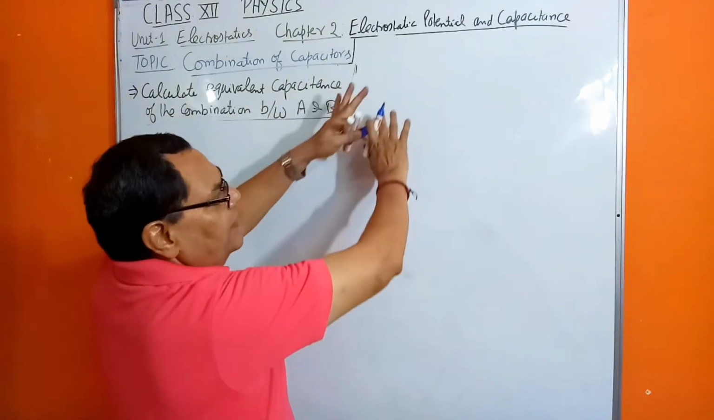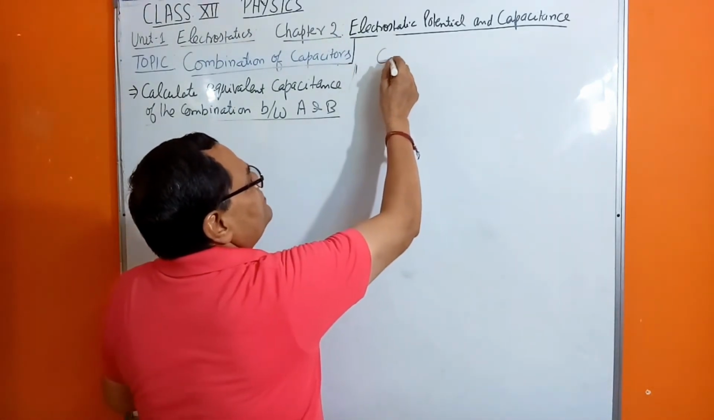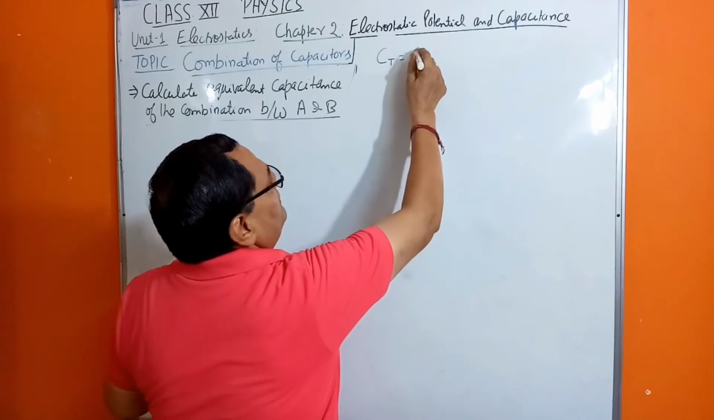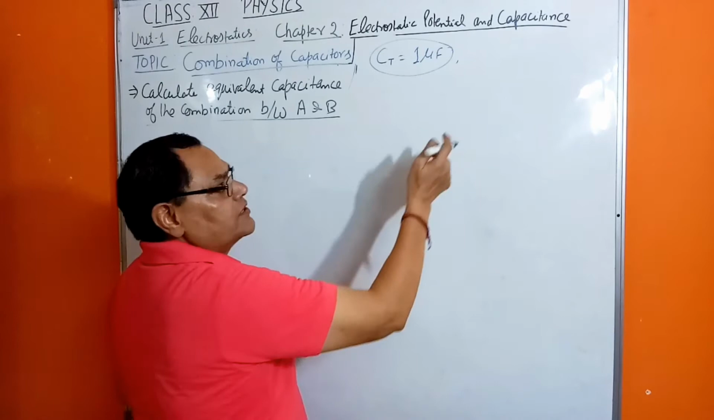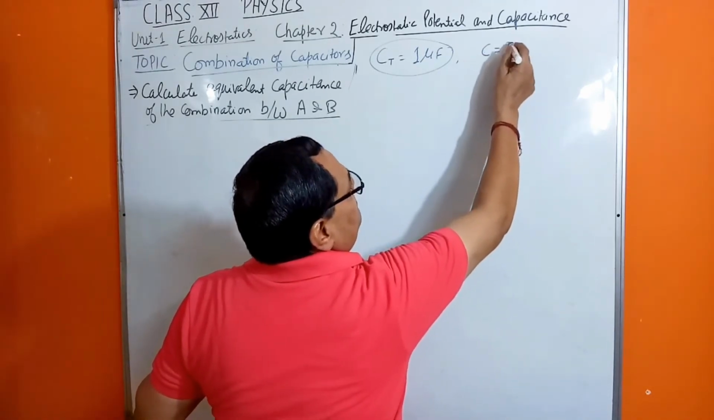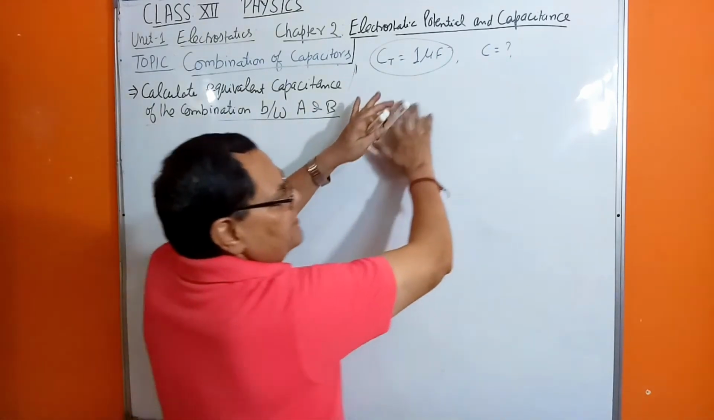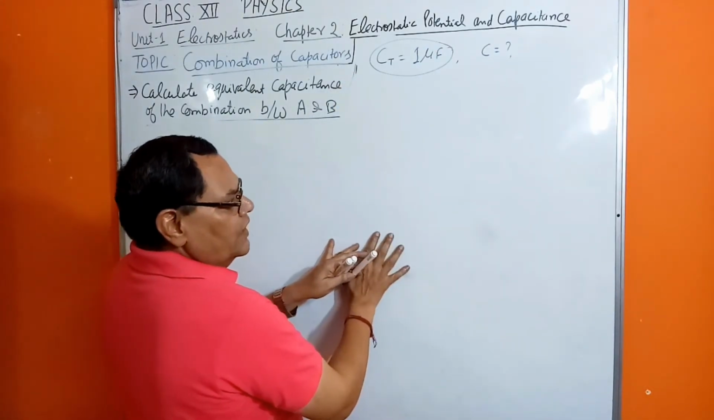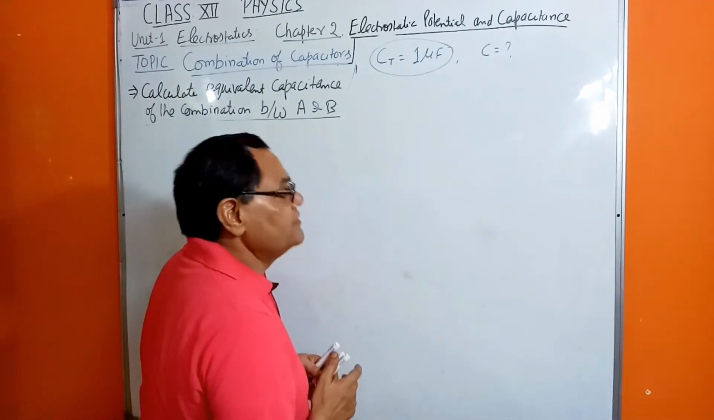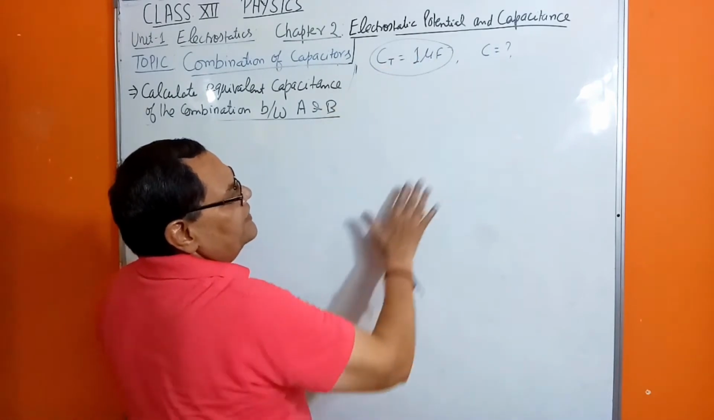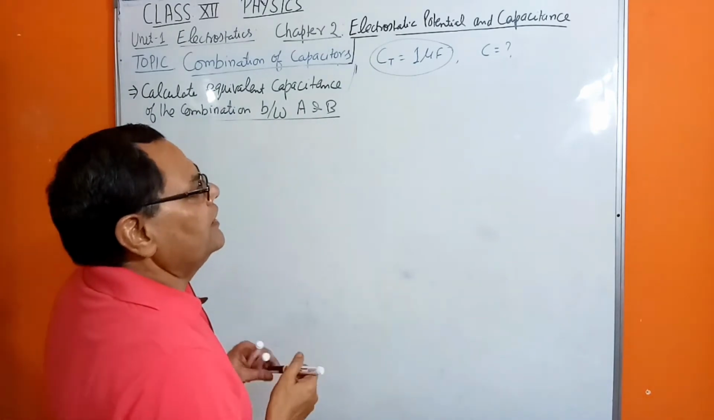So the question is, I am going to draw a network. The total or resultant capacitance is already given, say 1 microfarad, and one of the capacitors will be unknown. Let's say a small c is not known. The diagram has one combination of capacitors. The total capacitance between points A and B is given. One of them is unknown, and we have to find out this unknown value. And what is the circuit?